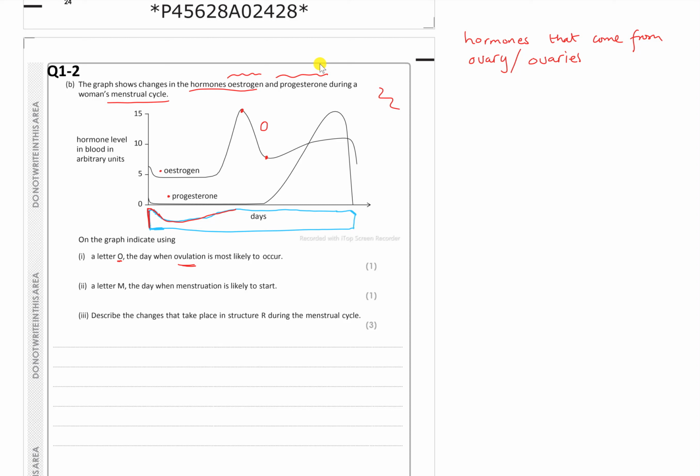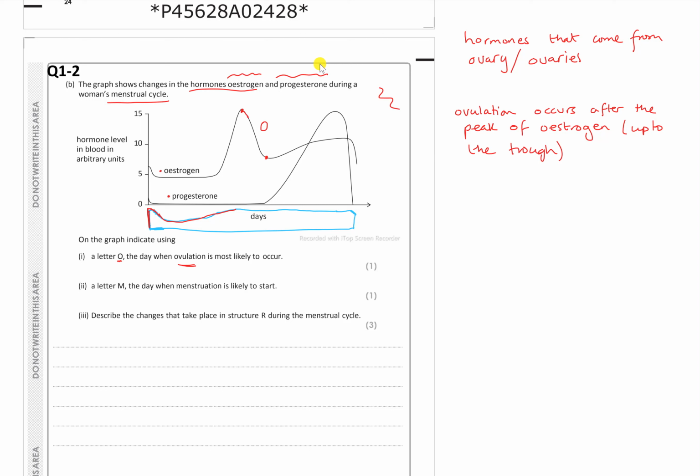So after the estrogen, okay, let's write this down. Ovulation occurs after the peak of estrogen, after the peak of estrogen and up to the trough. That's the bottom bit here.